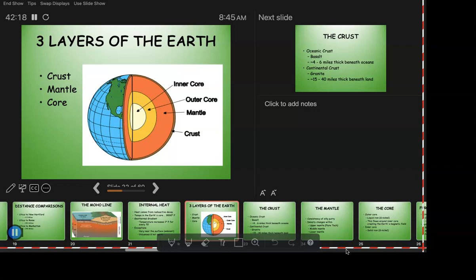The core has a good bit more metal in it than the mantle. Anyhow, the outer core we're going to call molten again. And this time you can picture something like quicksilver, mercury, if you can picture that. Or just some sort of molten metal that you may have seen on TV. The inner core is solid metal.